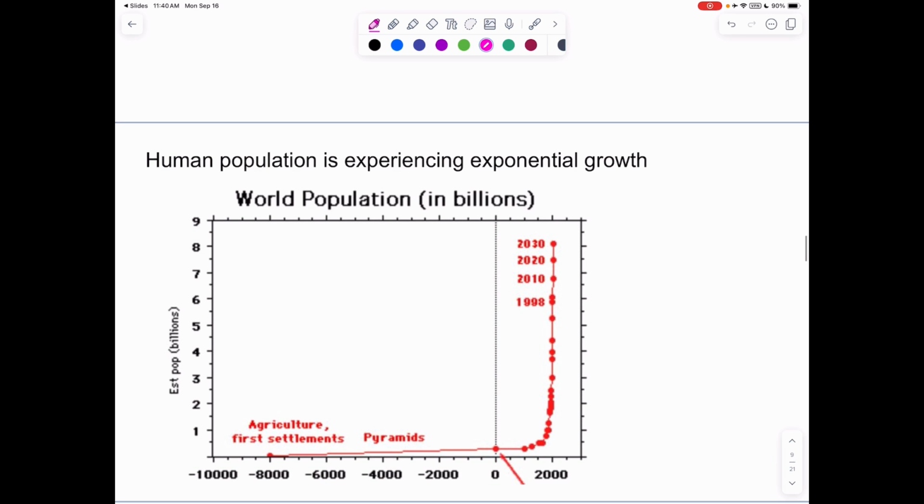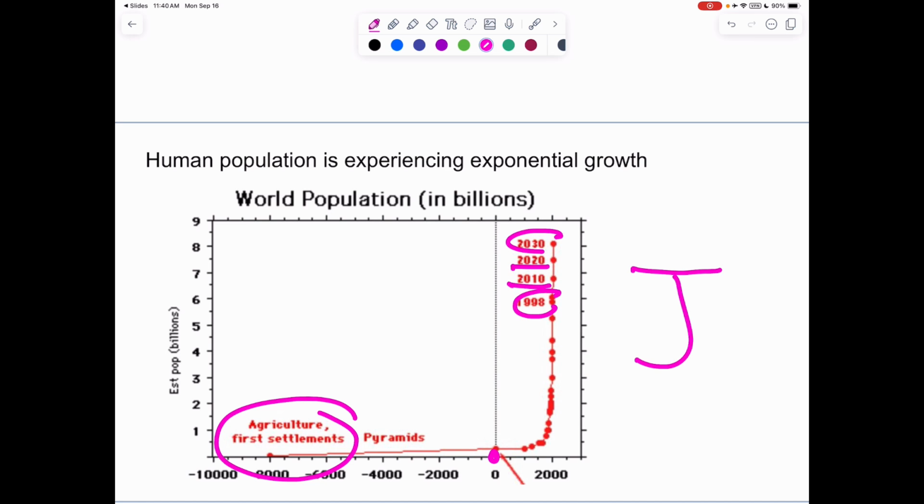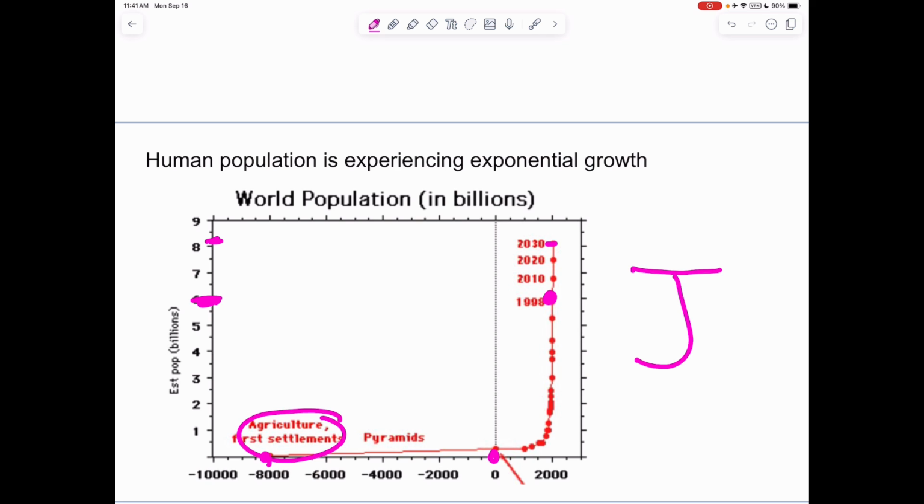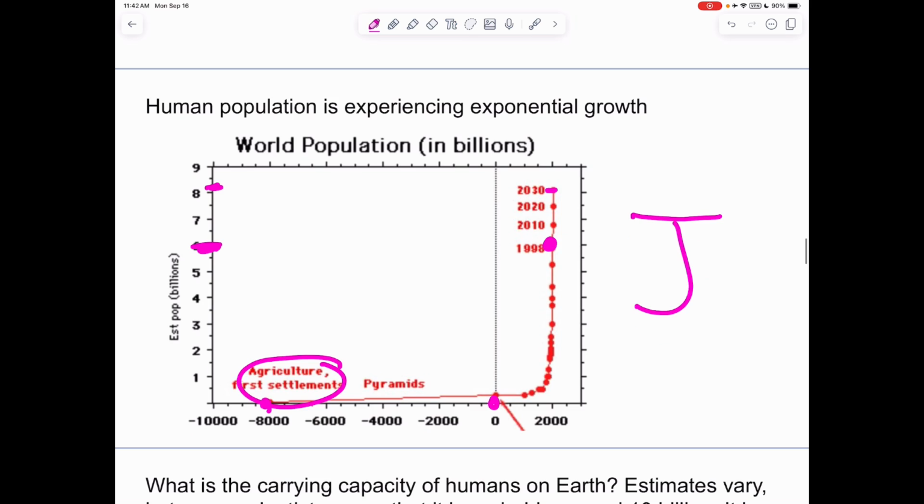So I'm sure many of you have seen this. We are going through exponential growth. This is a beautiful J curve. We went from the start of our population and then got greater and greater. And here we go, 1998, 2010, 2020, and they're expecting we'll be up at close to 8.5 billion, which I know we're already there. We're already at 8.2 billion. So our population is growing much faster than this model is even predicting at this exponential growth.